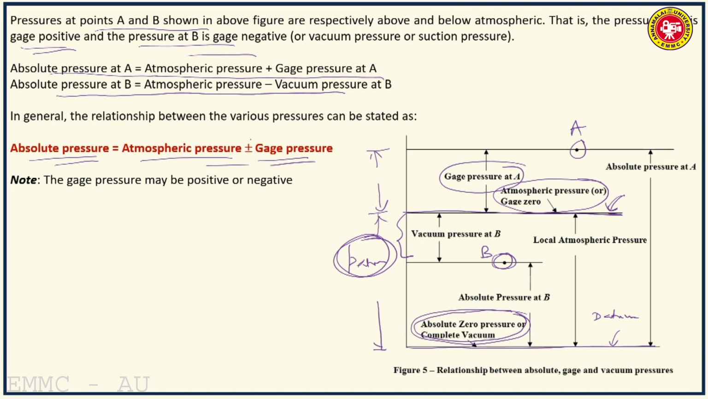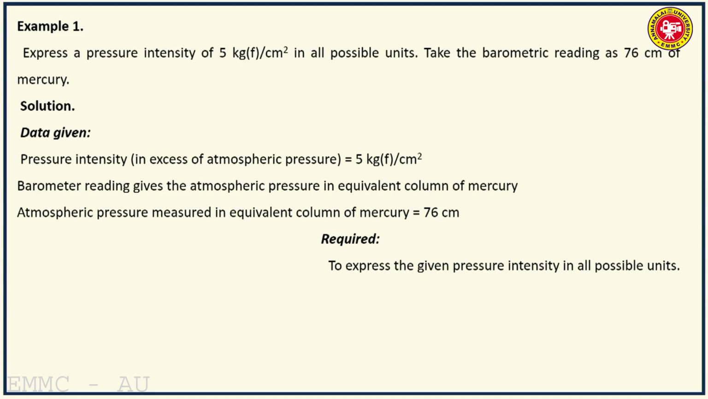You use plus when the pressure at the point is above atmospheric. You use minus when the pressure at the point is below atmospheric. So the gauge pressure may be positive or negative depending on whether the pressure at the point is above atmospheric or below atmospheric. I hope you have understood.